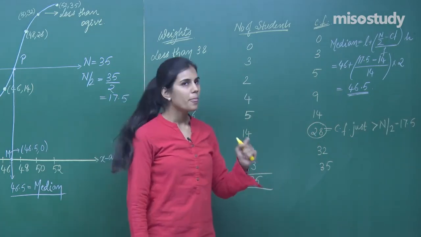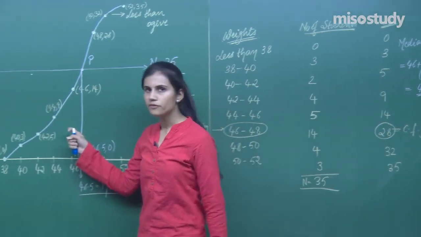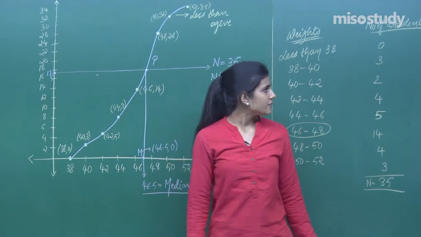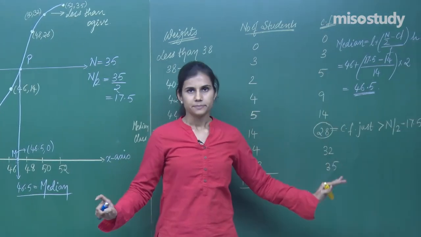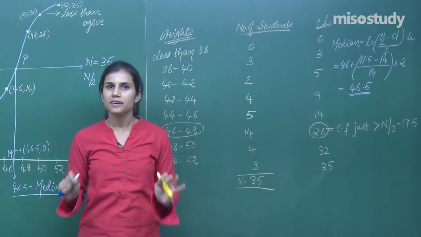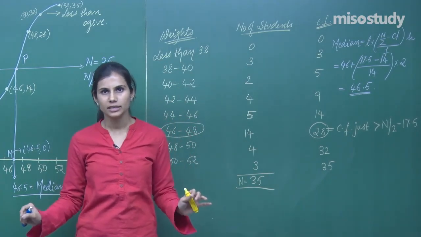And so the median which we evaluated with the help of the less than ogive and the median which we evaluated from our usual method, that is the formula, is the same. And that is what verifies that the value of the median is 46.5. Is it clear?